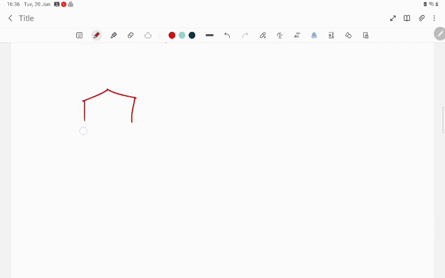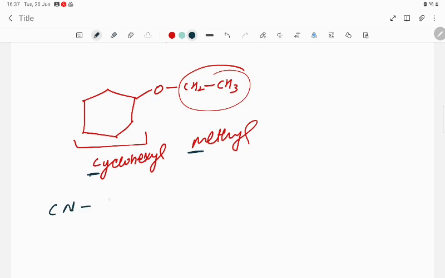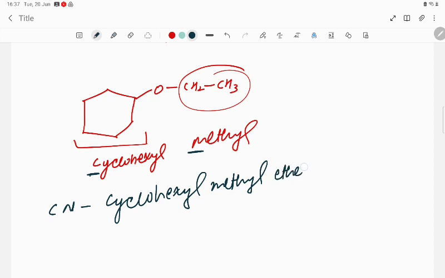What can we write here? Suppose we are having O, CH2 and CH3. Again this is cyclohexyl, C starting from 6, cyclohexyl, and this is the methyl. For the common name you have to see which will come first, C or M. So C will come first. The common name will be cyclohexyl methyl ether.